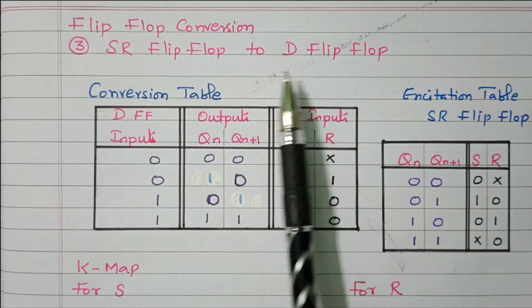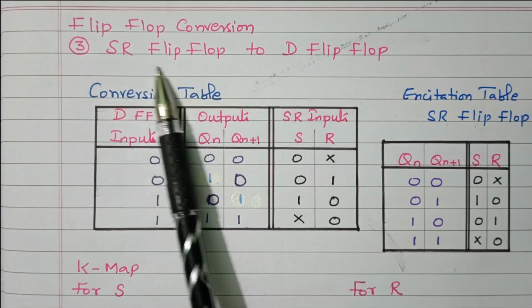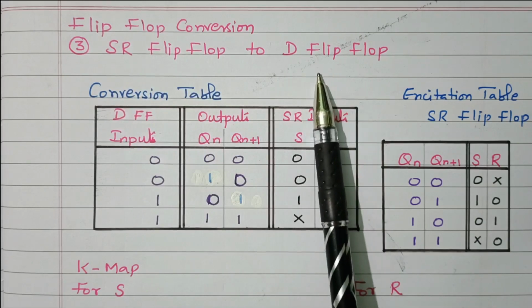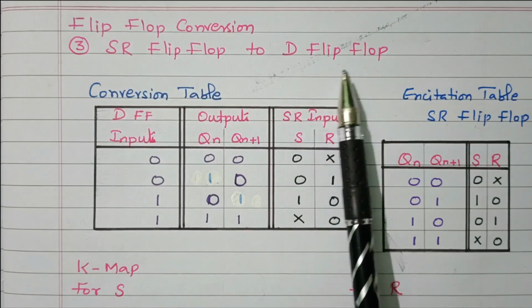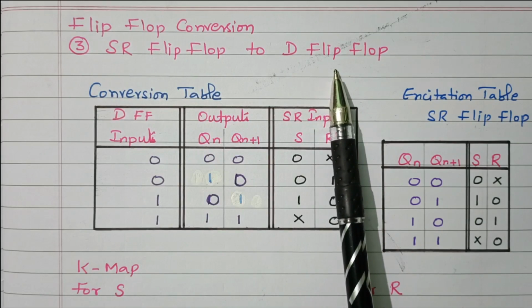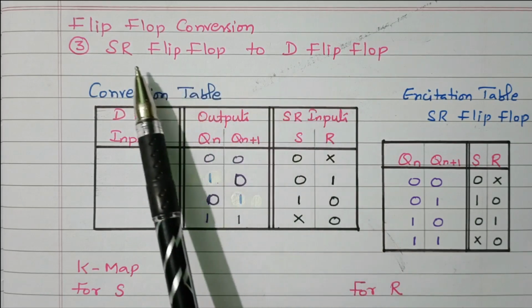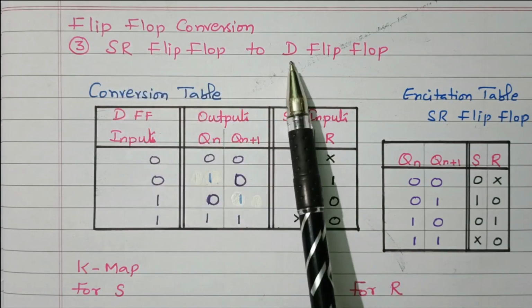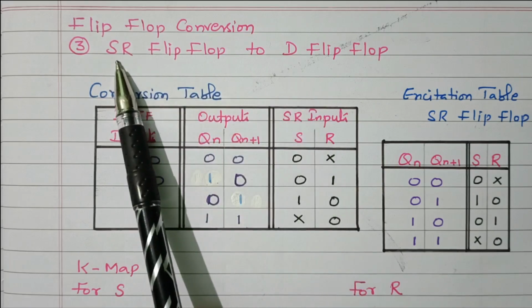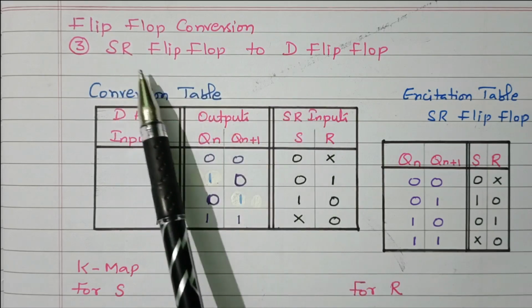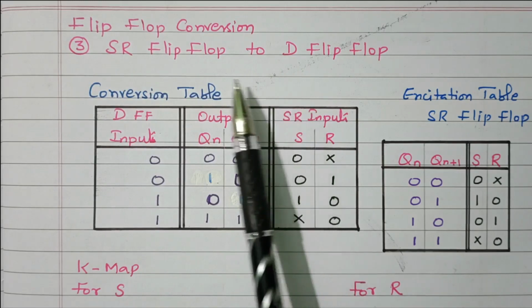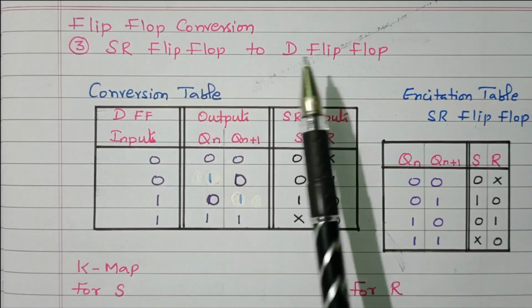Now we'll go to the topic. Conversion of SR flip-flop to D flip-flop. We know that a flip-flop is a storage element. It will be able to store 1 bit of data. So here we need to convert SR to D flip-flop. SR means set reset. We know that it's a very basic type of flip-flop. So we are going to convert SR flip-flop into D flip-flop.